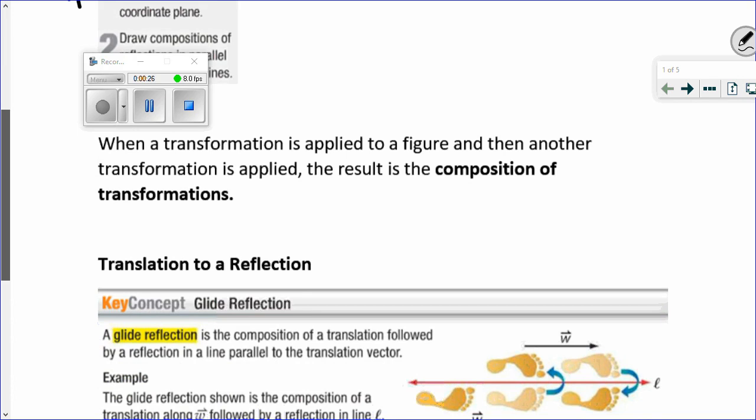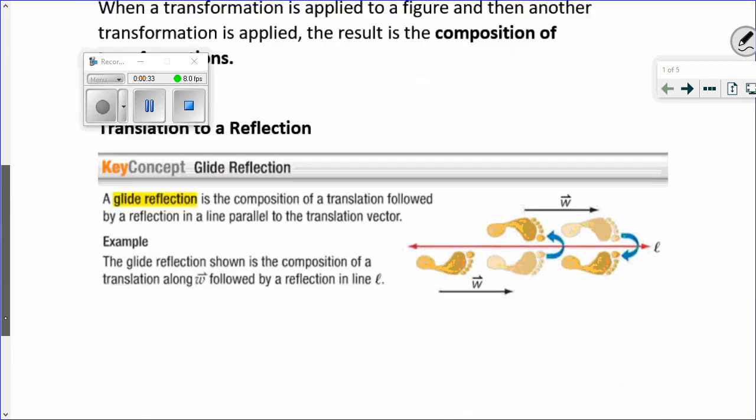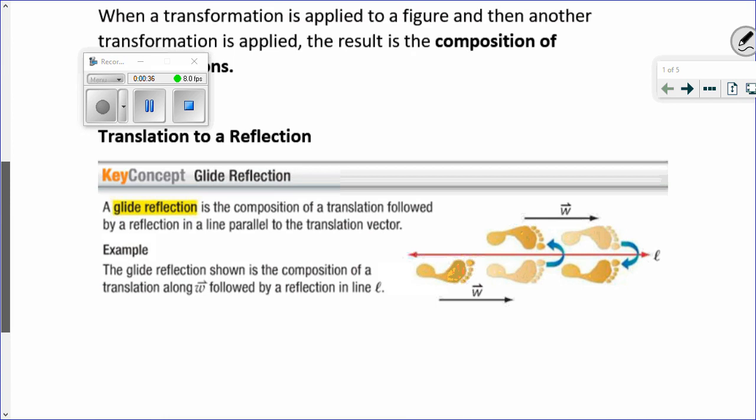When a transformation is applied to a figure and then another transformation is applied, the result is the composition of transformations. The first composition of transformations we're going to work on is called a glide reflection. That's the composition of a translation and a reflection in a line parallel to the vector.